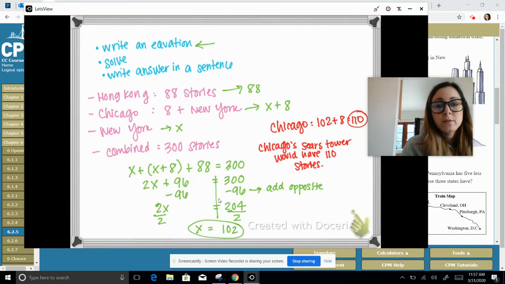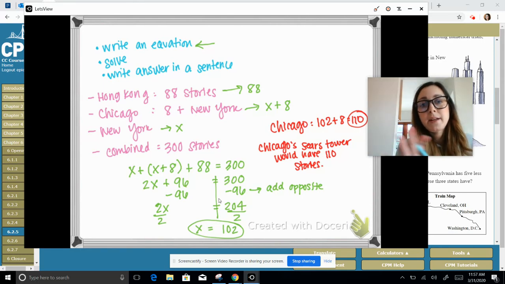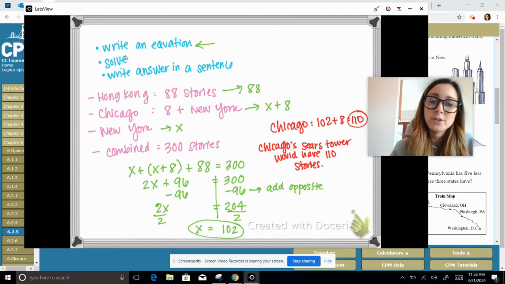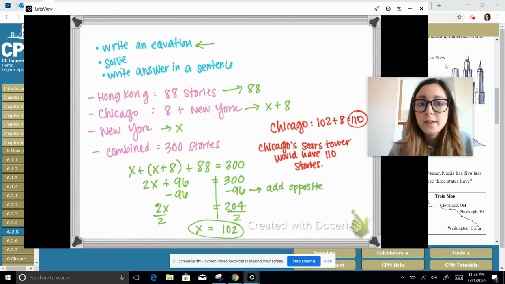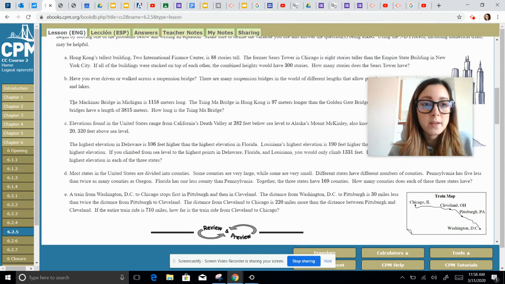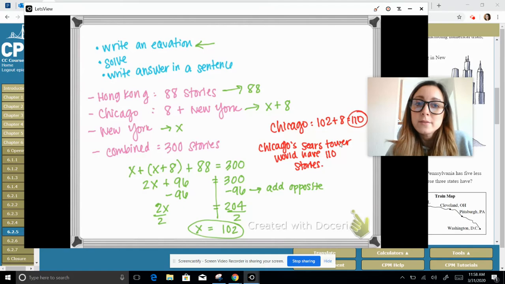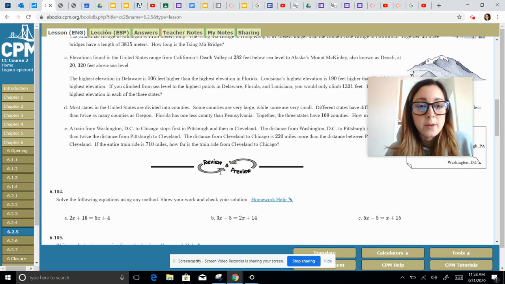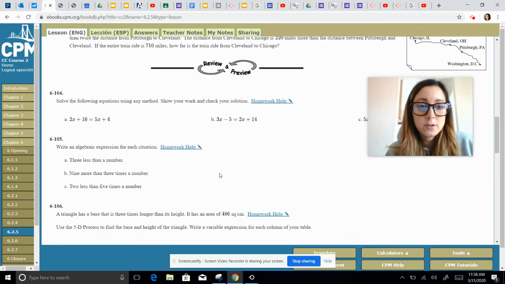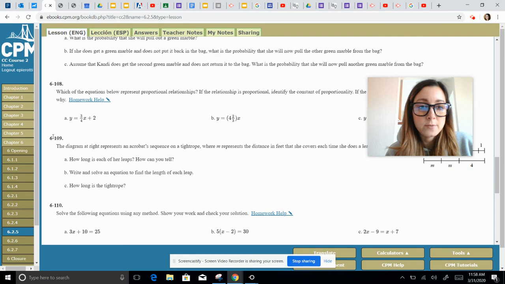Okay, so this process of writing out your facts and then solving for your variables, setting up your equation, writing out your answer sentence, what I need you to do is to pick B, C, D, or E, and you're going to solve one of those the exact same way. So I should see this amount of work for the problem that you choose. And that's what you're going to post on Google Classroom, along with two other problems, 6-109.